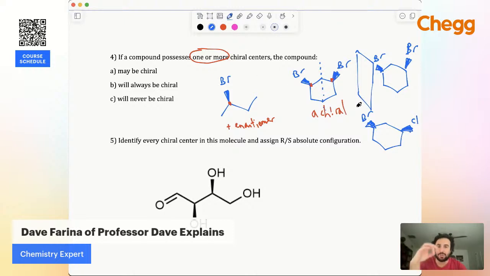So if there's internal symmetry, it may not be chiral, but it can be, right? So the thing we want to understand is that the answer is that it may be chiral. We're not sure if it is or is not chiral. We have to investigate on a case-by-case basis. So let's see here.